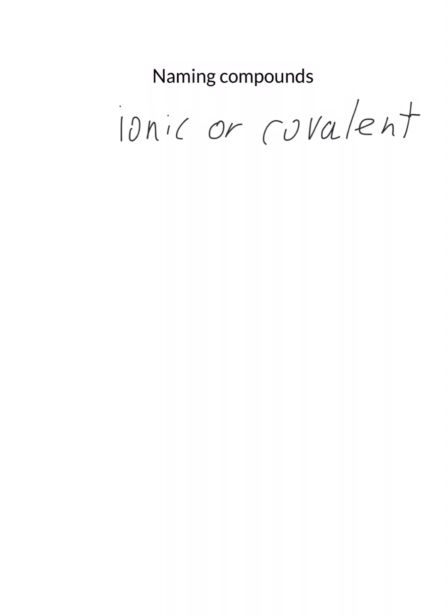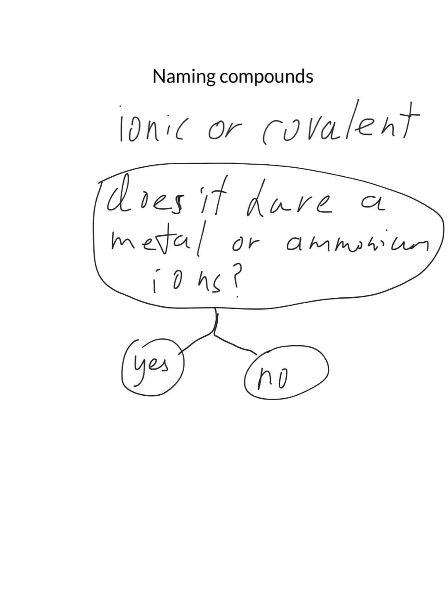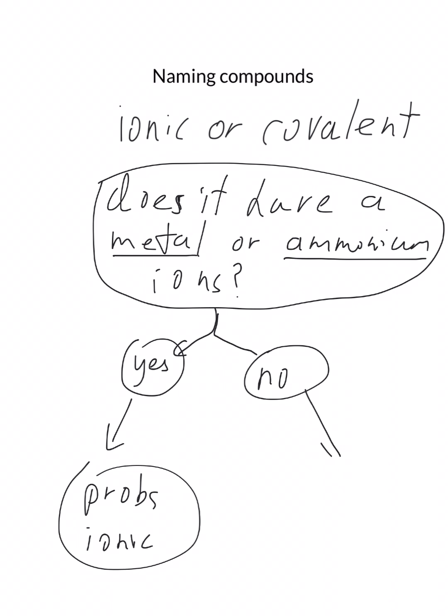Now, much like with formula writing, when you're naming a compound, you first want to figure out if it's ionic or covalent. There's a few easy ways to do this. There's no rule of thumb, by the way. There are things to do this, but there's a few tips you can use. So the easiest way to do this is probably to look for if the compound has a metal, or if it has the ammonium ion in its structure. If it has a metal, then it is probably ionic. If it does not have a metal, or if it doesn't have ammonium, then it's probably covalent.